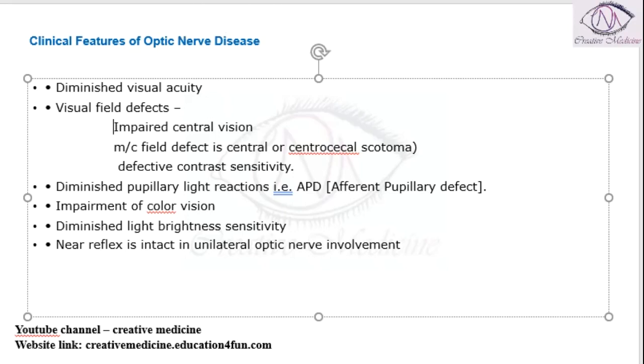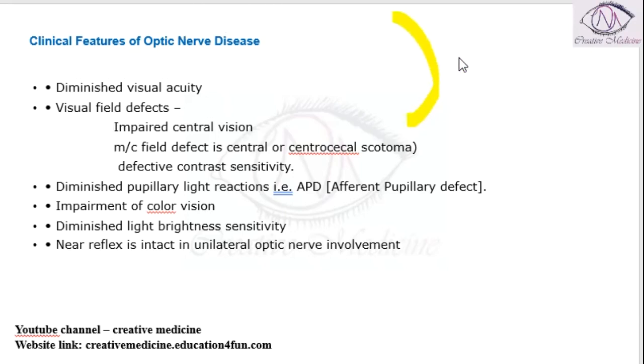Mainly, the optic nerve is important for visual acuity. So there will be decreased visual acuity, there will be visual field defects also, and diminished light reactions are also seen, because the pupillary reflex also starts with the optic nerve.